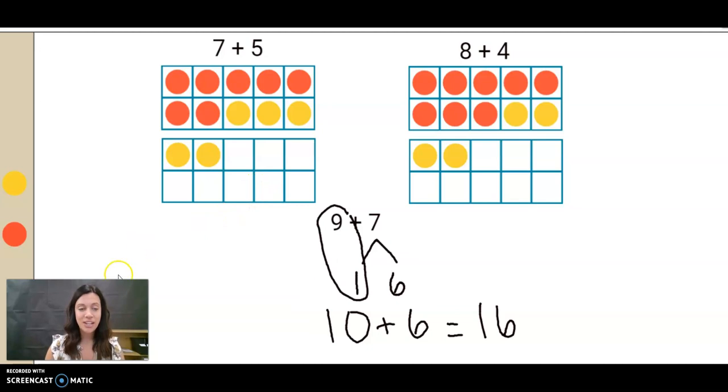All right, mathematicians, today you learned about the Make 10 strategy, and now you are going to have a chance to practice this strategy in your classroom.